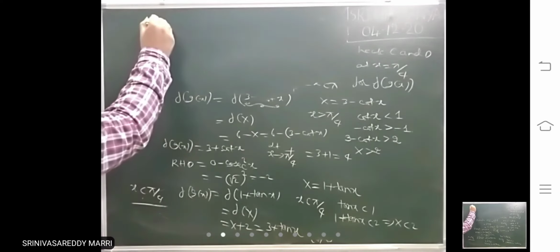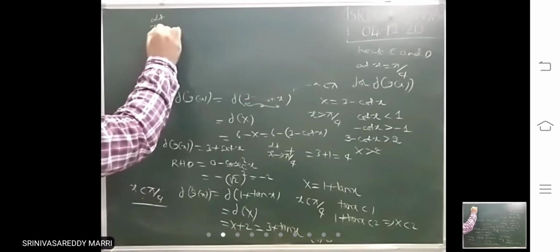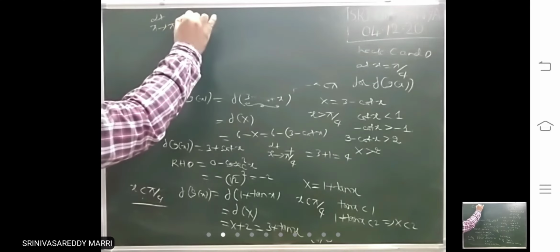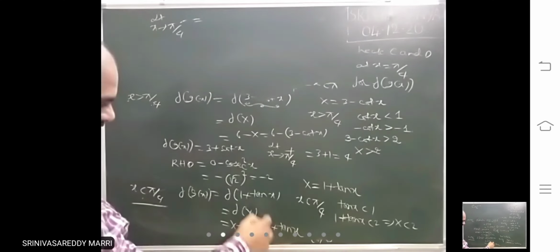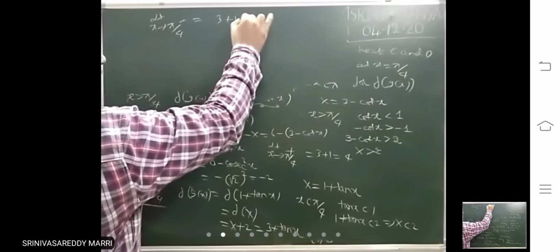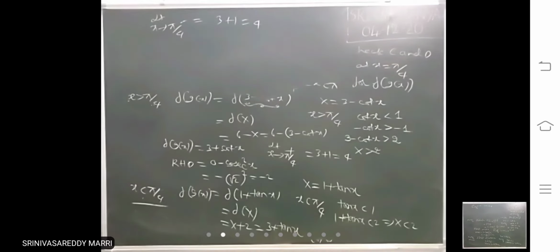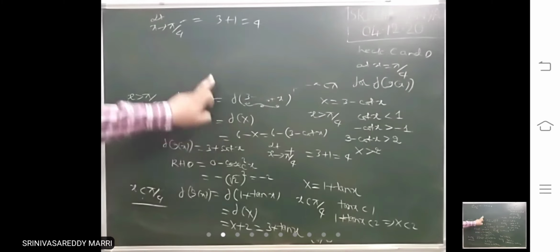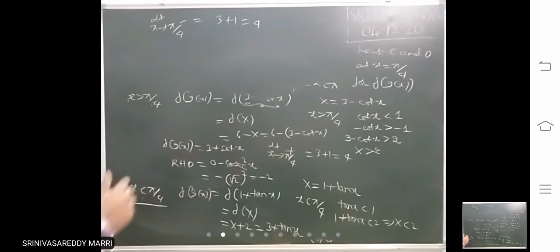So the limit as x tends to pi by 4 minus, if you substitute pi by 4, 3 plus 1 is 4. That means the right hand limit and the left hand limit are equal.